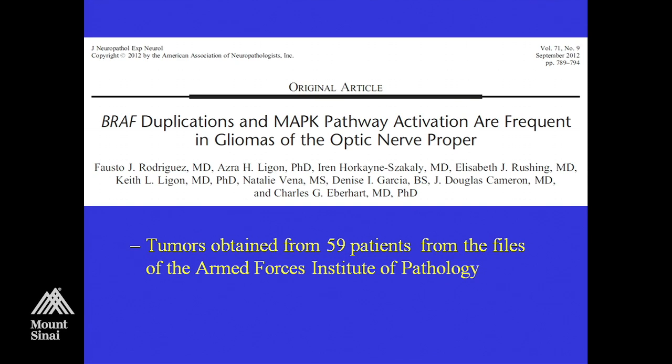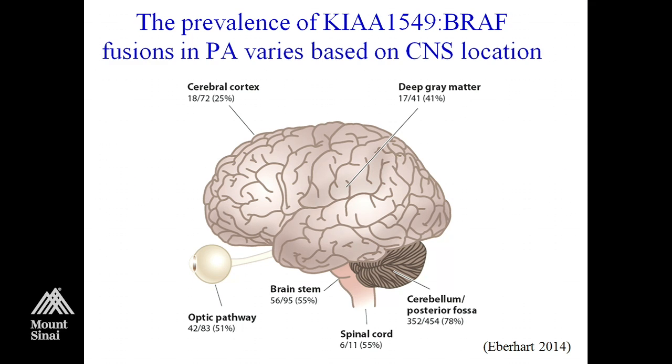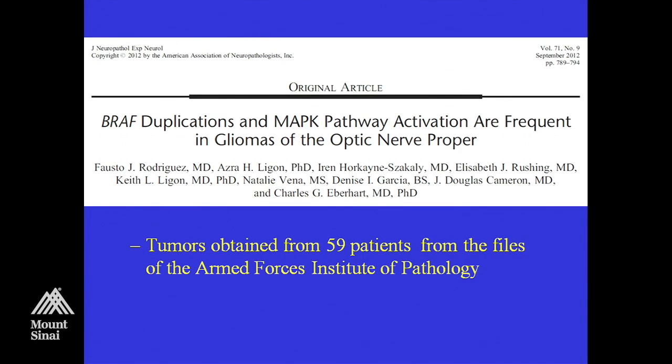So we wanted to look at pilocytic astrocytomas of the optic nerve proper. A lot of these early studies we did were optic pathway or other sites. And so we had worked with Doug Cameron, who was at the AFIP at the time, and found 59 patients from the older files. The reason we have to go back to the older files, of course, is that we no longer are going to surgically excise or even treat some of these optic nerve pilocytics. So you really have to go back 30, 40, 50, 60 years to find cases in which the eyes and the optic nerves were enucleated in large numbers. And so we were able to find 59 of these in the AFIP files, and we were able to do some genetic analyses on them.